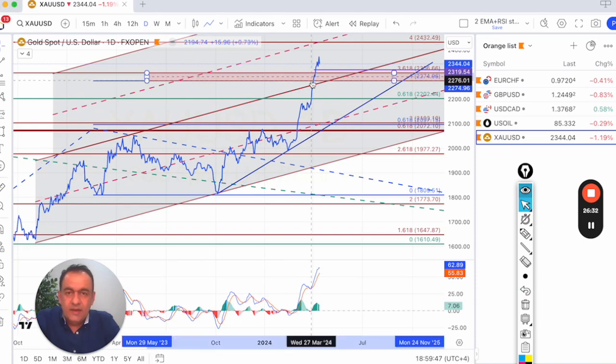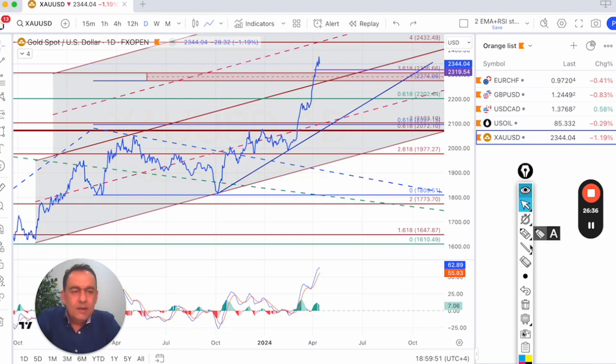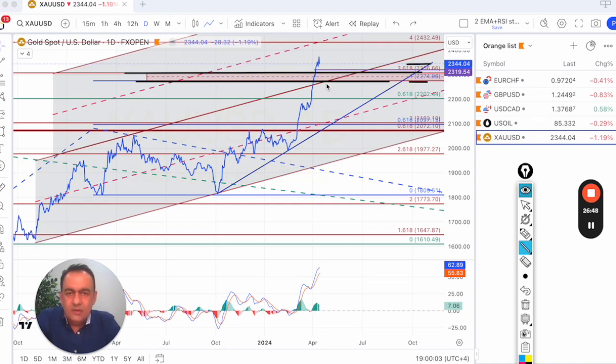Otherwise, you may expect gold to retest this area of confidence. This is a very strong area, and it is now expected to serve as support. It ranges between 2274 to 2306. So we can just have a retest of this and continuation, as the second probability.